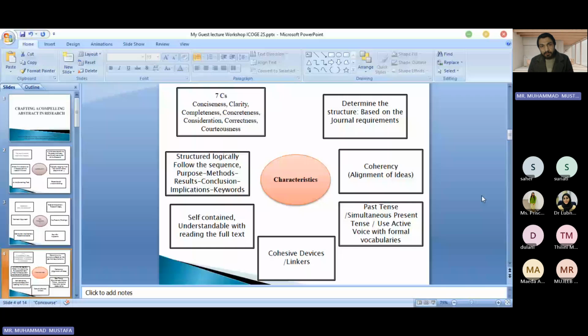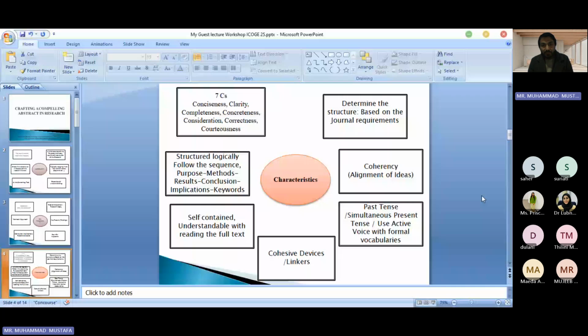So the seven terms all begin with the letter C, like conciseness. Conciseness means we have to be precise, so we have to follow the précis writing rule. In précis writing, we reduce the text to one third of the actual paragraph.